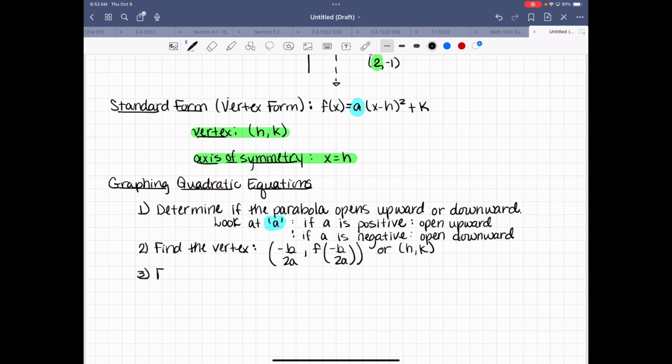Then we're going to find x-intercepts. How do we find x-intercepts? Yes, set y equal to 0. Solve for x. Then, step 4, well, if we find x-intercepts, we're going to find y-intercepts. This time, we set x equal to 0. Solve for y.